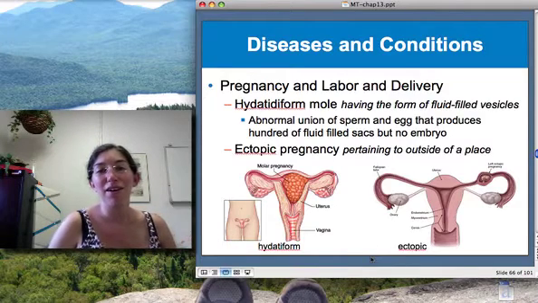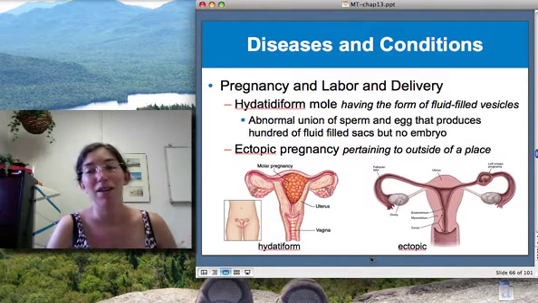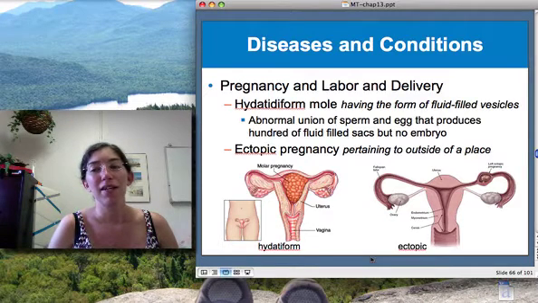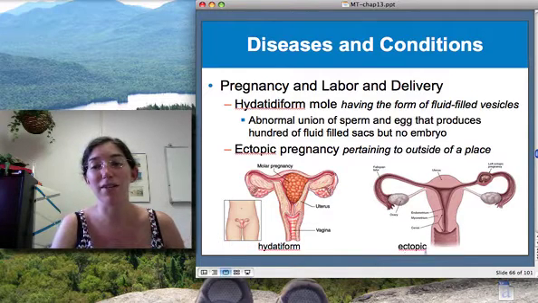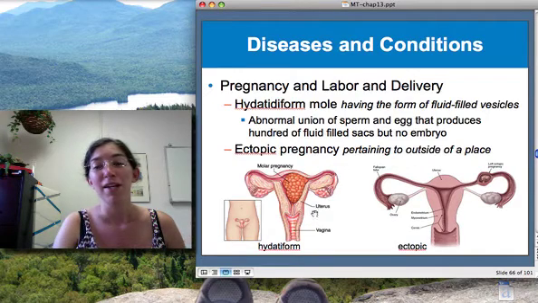Some different types of pregnancy mishaps that can occur. Basically, two situations where you'll test positive for pregnancy, but then the pregnancy doesn't actually continue to full term, for two different reasons. So hydatidiform mole is kind of weird.